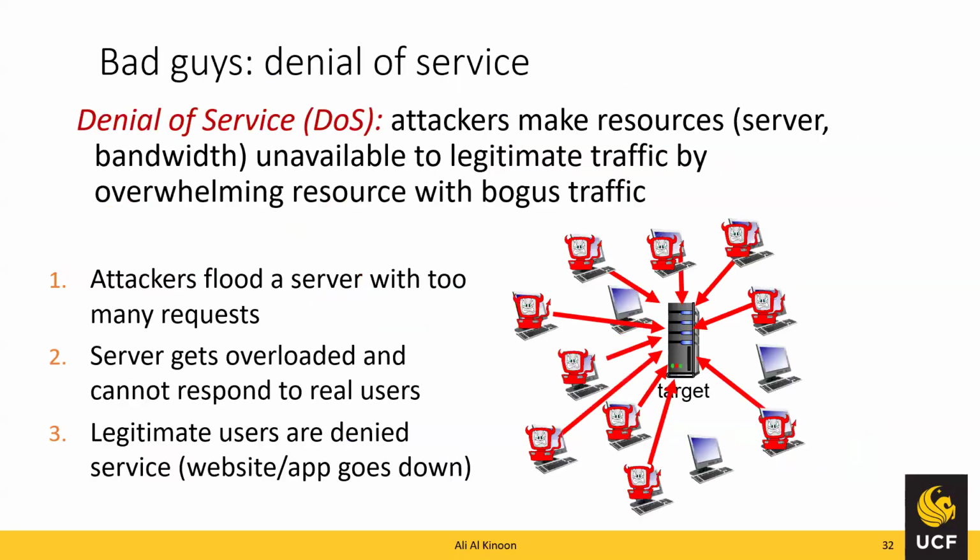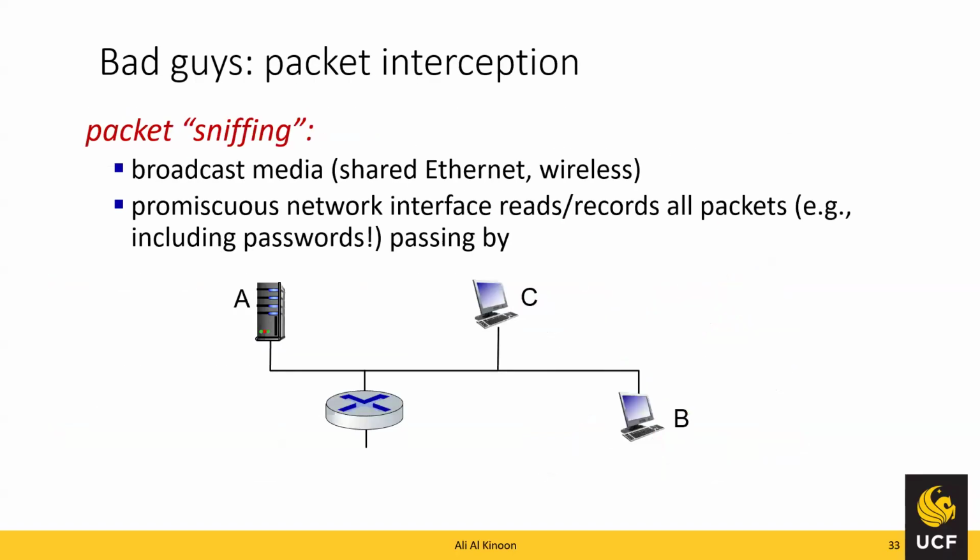Okay. So when we go back to the types of attacks, denial of service: attackers may use resources and server bandwidth to send a lot more traffic to the server than it can handle, because we know it has a buffer. That attack floods a server with many requests. The service gets overloaded and cannot respond to real users. Legitimate users are denied service and the website goes down. And maybe we have seen something like that in our personal use.